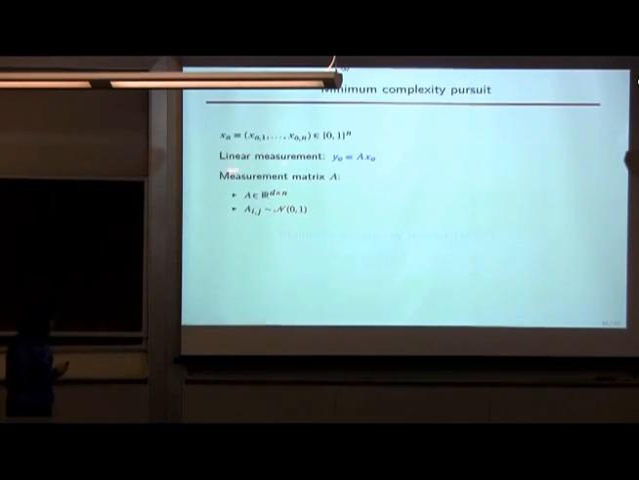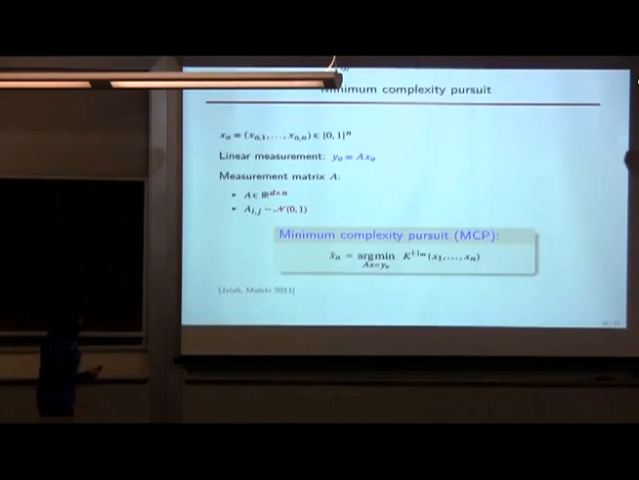So this was our setup. We have a signal in this form. We perform linear measurements. So for now, I assume that measurements are noiseless. So what I get is y, which is Ax. A, the measurement matrix, we build it in this form. So the entries are IID with Gaussian distribution. And I take the number of measurements.